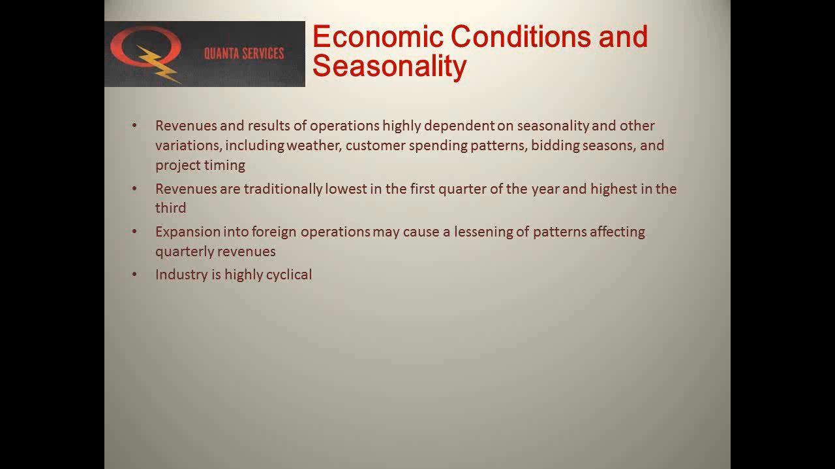In the fourth quarter, revenue is lower than the third, but still slightly higher than the second because projects are in their final stage. However, holidays come about and the weather starts to turn poor. Quanta believes that expansion to foreign operations in countries such as Canada and Australia will lessen this pattern affecting the quarterly revenues, to make it a little bit more even. In addition, Quanta operates in a very highly cyclical industry.